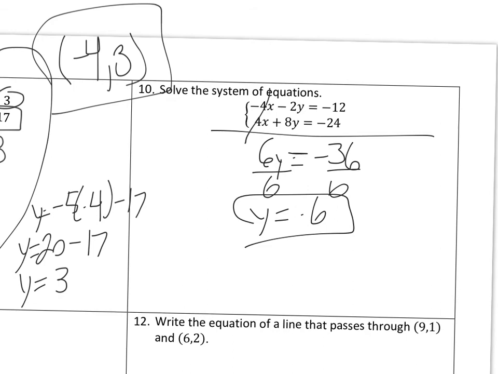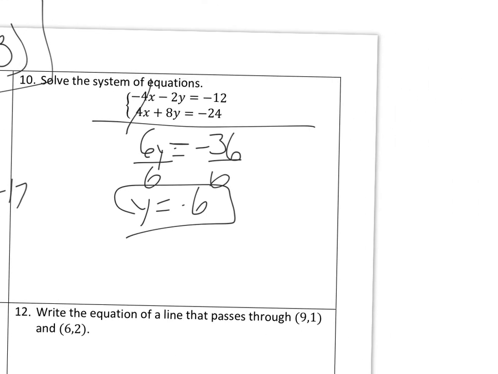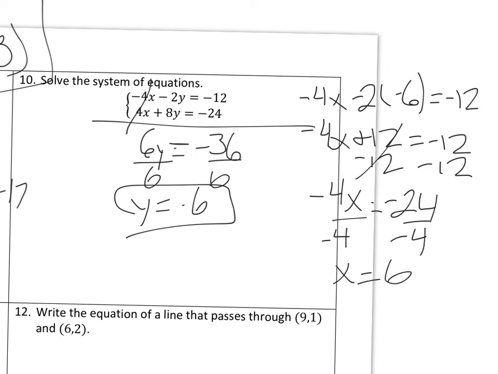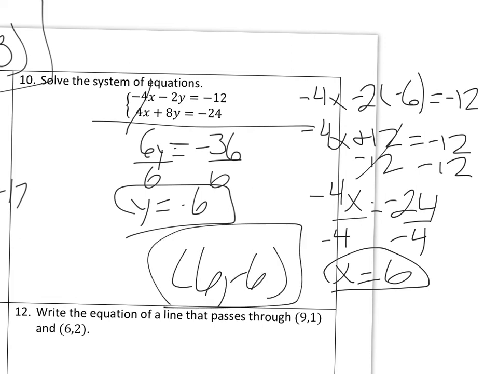Remember, I need an x value, so I have to plug this back in. Doesn't really matter which equation you use, let's just use the top one. Negative 4x minus 2 times negative 6 equals negative 12. So I need to solve for x, so I get positive 12 here equals negative 12. Subtract 12 from both sides, I get negative 4x equals negative 24. Divide by negative 4, and x equals positive 6, but I need my coordinate, which is 6, negative 6.